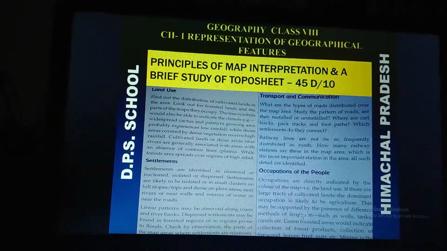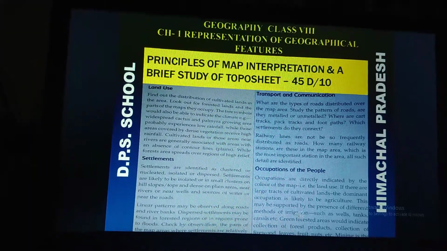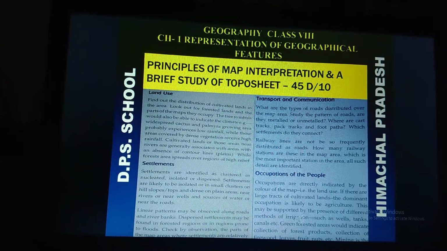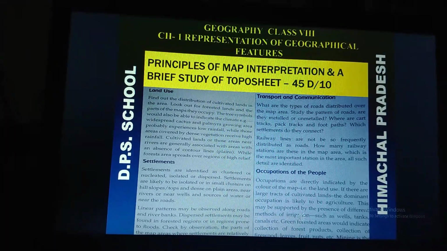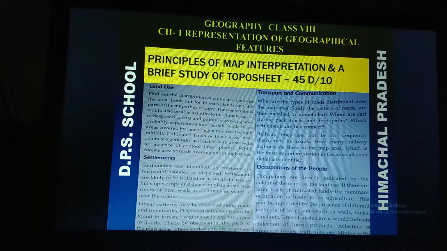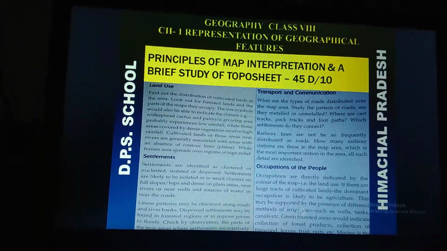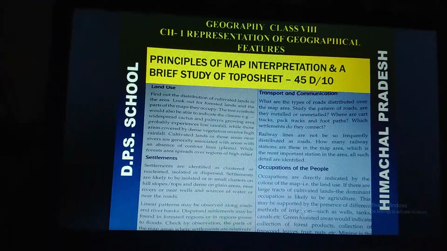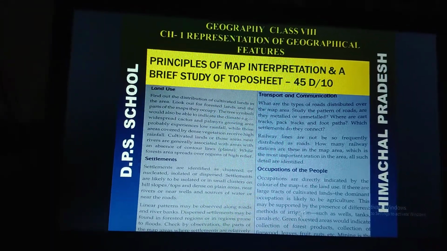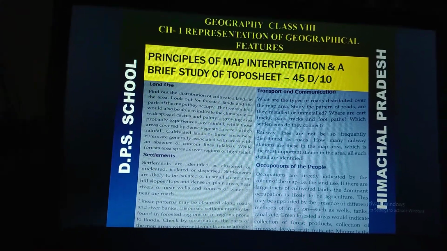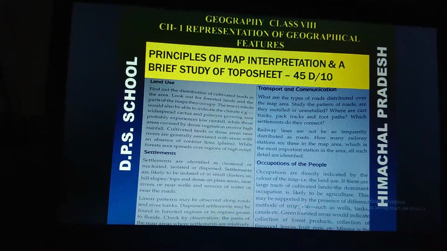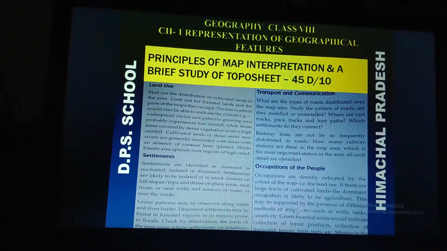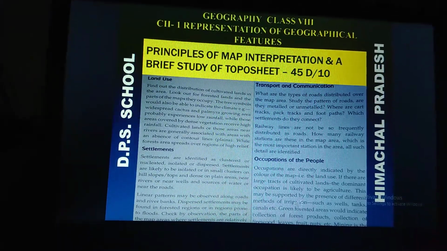Settlements belonging to the linear pattern may be observed along the roads and river banks. Dispersed settlements are found in the forested regions of India or in regions prone to floods. Let us check the observation and the parts of the map where settlements are relatively absent. So, my dear children, settlements are none other than isolated or dispersed groups.